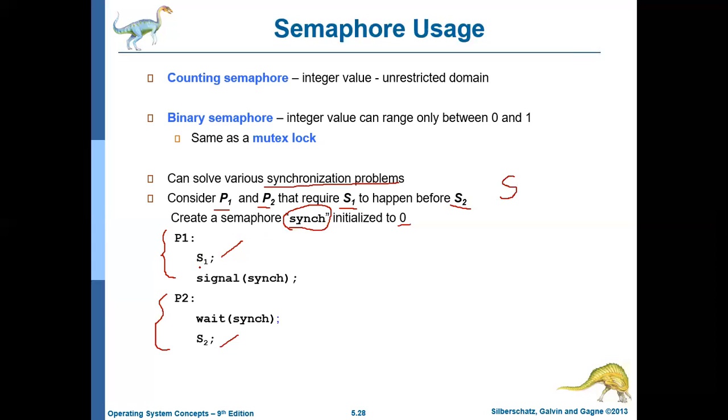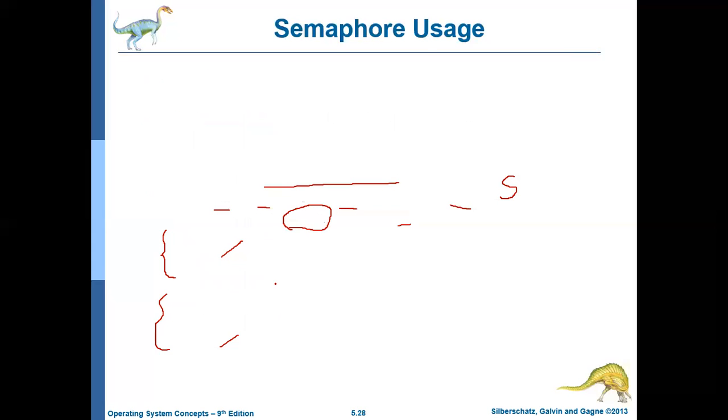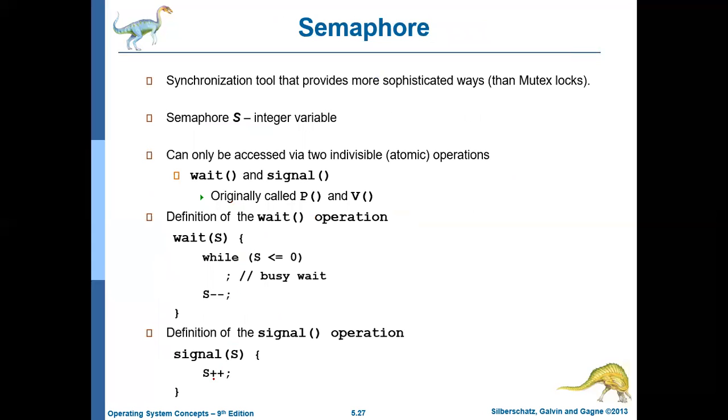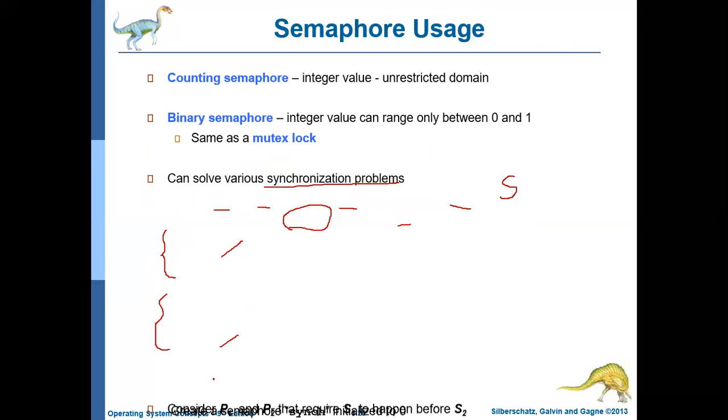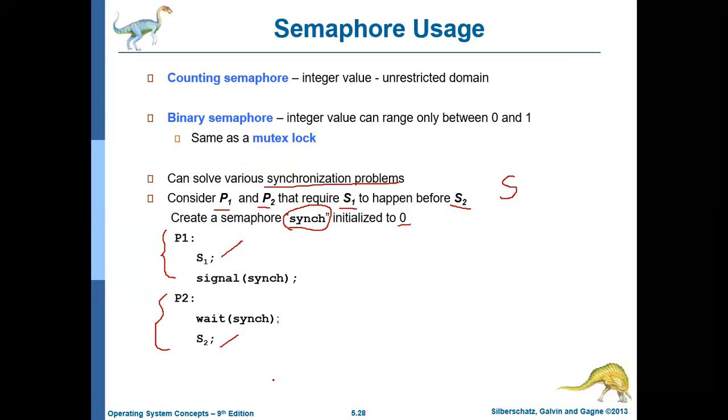Say assume P1 is executing first. If P1 is executing first, then S1 will execute first. If S1 executes first, then it will call signal of sync. You know the code for signal of sync, it will just increment the sync. So sync will become 1. So now sync, which is initially 0, has become 1. Say now after that P2 executes. Now P2 calls wait of sync. In wait, we check whether sync is less than or equal to 0 or not. No, it's not less than or equal to 0. So S2 will be executed. So this order is maintained here.